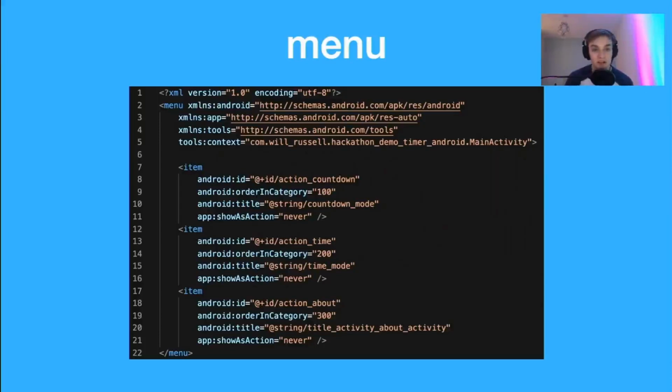Next, we have our menu directory, which contains, well, have a guess, menus. This app doesn't actually have any menus, but if it did, we'd put them in here. These can also be written in XML. So here's an example of a menu that I'm writing in another app. As you can see here, I have different items. So I've got the top one, which is a countdown, the next one is time, and the last one's about. And this would be for a little hamburger menu at the top side of the app. If you think about it, there's like 3 little dots in the corner. If you press that, you'll be able to press the different options.